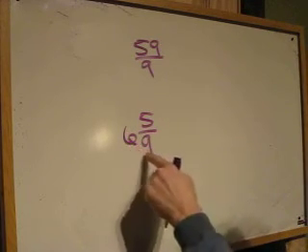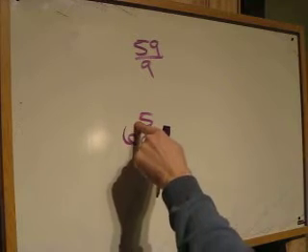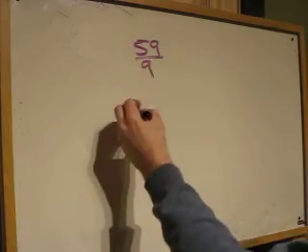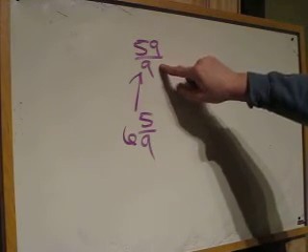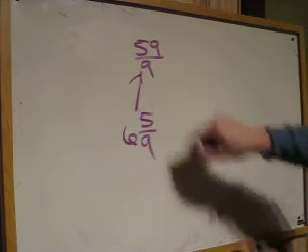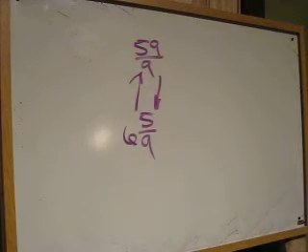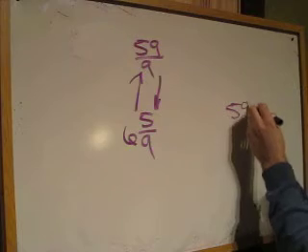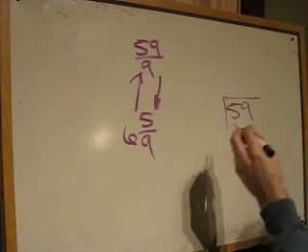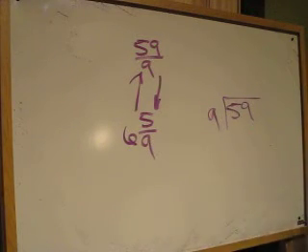So we multiplied 6 times 9, got 54, plus 5 is 59 over 9, and that's where this came from. So we went from mixed number to improper fraction. Let's go from improper fraction back to mixed number. Alright, you do this. Top number goes under the division sign. Denominator, bottom number, goes here.